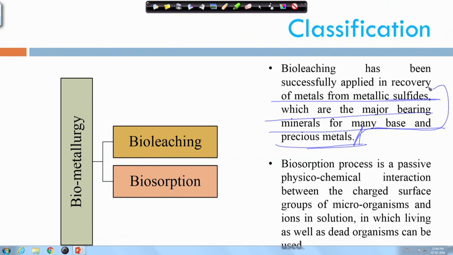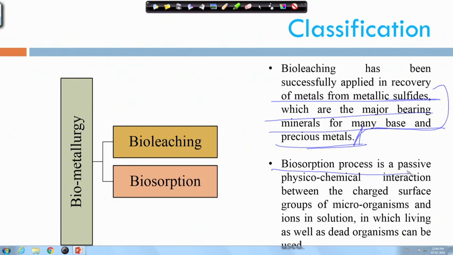The biosorption process is essentially a physico-chemical interaction between the charged surface of microorganisms and the ions in solution, and both living as well as dead organisms are used. That is the process of biosorption, and we will talk about these two in a little more detail.